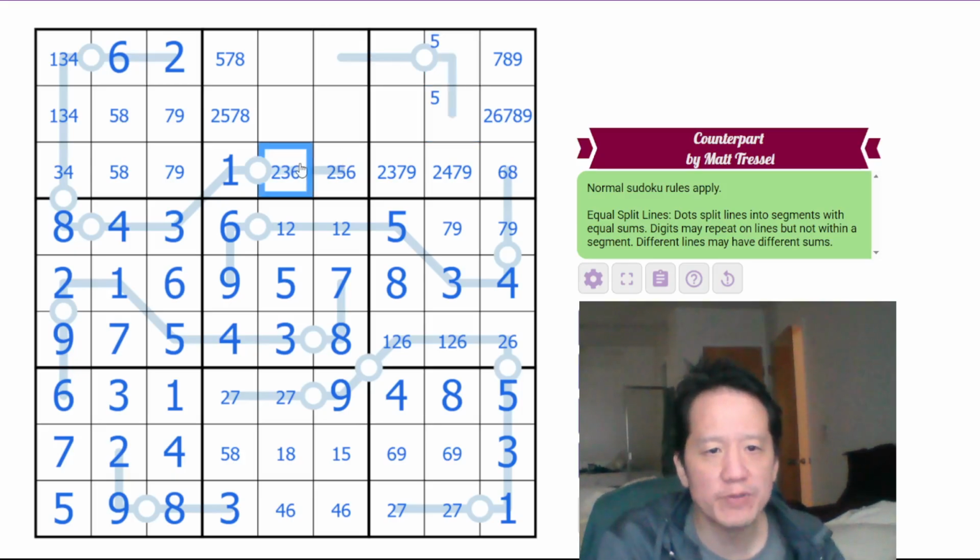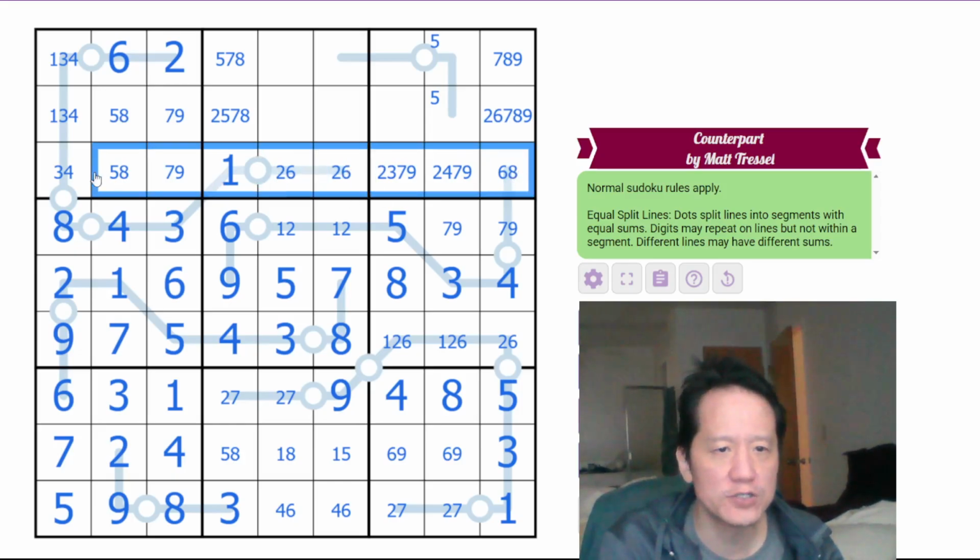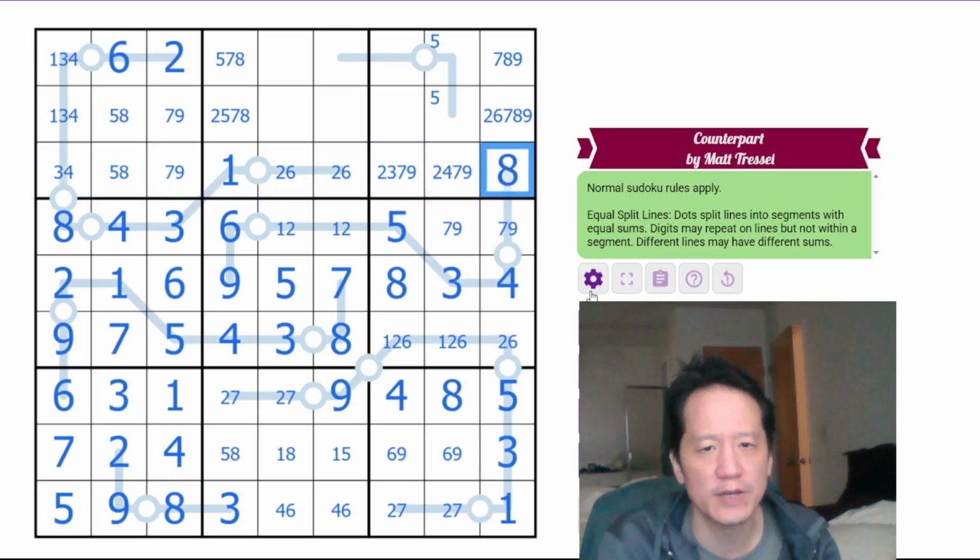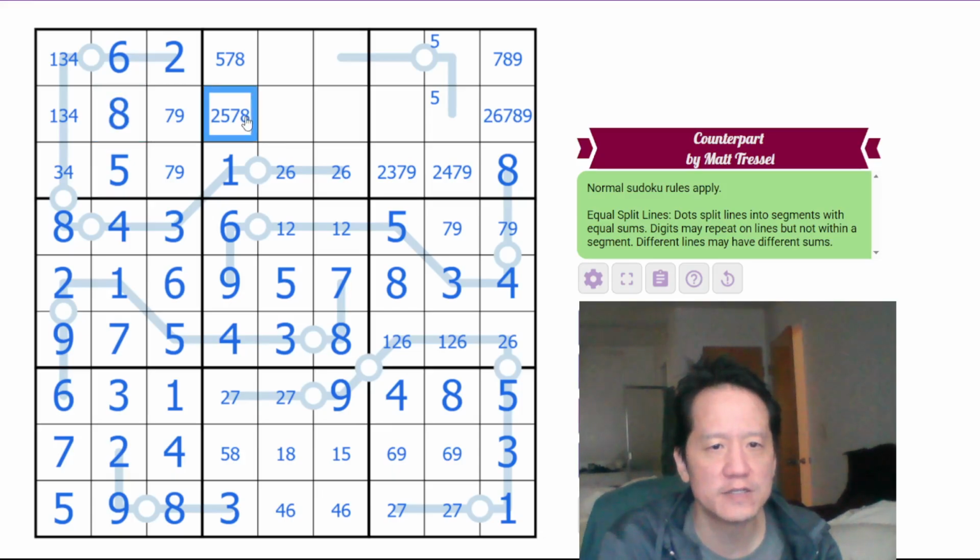Oh, this can't be 3 because of this 3. Well, that helps a lot. So therefore, this has to be a 2, 6 pair, which eliminates 2 and 6 in the rest of the row. So this can't be 6 anymore. That makes this an 8. This can't be an 8 anymore, so that's a 5, which makes that an 8. This can't be 8 here. None of these are 8.